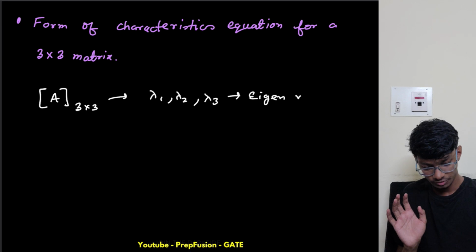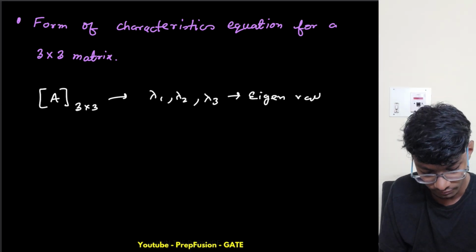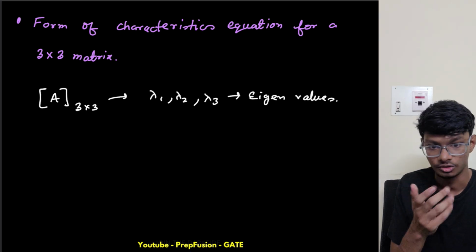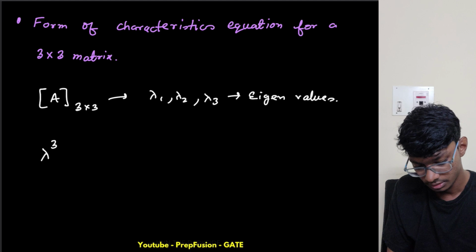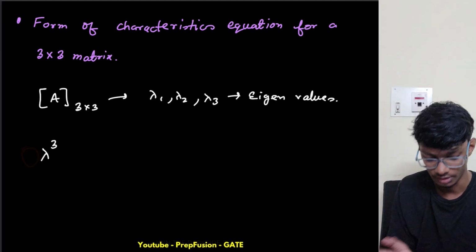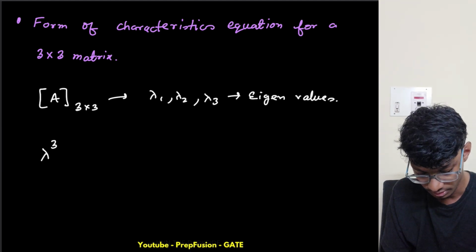So my characteristic equation, right, the first thing to note is what will be the order. The order of the characteristic equation will be 3, a third order polynomial basically. So it will start with lambda cube, and at the start it has a positive sign. Now the next term will come with a negative sign, so we'll write negative over here.